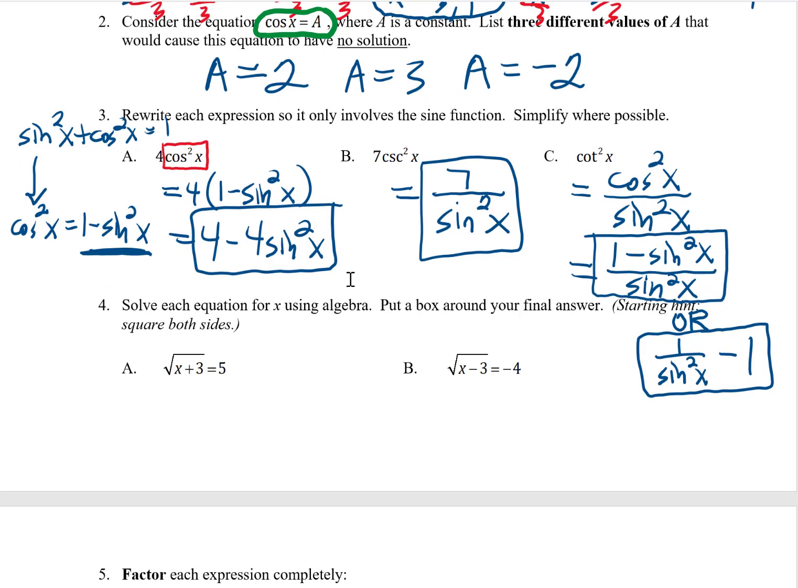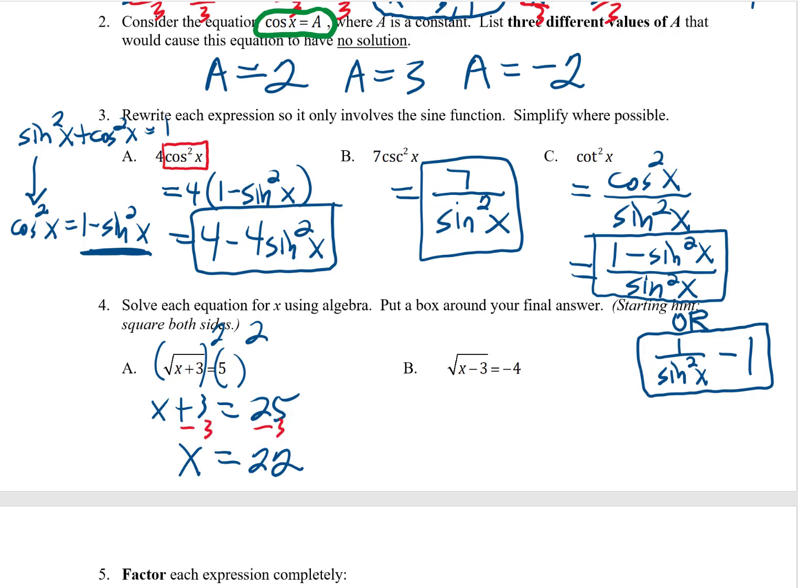Problem number 4, back to algebra. We want to solve each of these radical equations. The way to solve an equation with a square root is to isolate the square root. That's already been done here. And then square both sides. Squaring is the opposite of square rooting. So when I square a square root, all I'm left with is what was inside there. The other side, of course, would be 25. And when I subtract 3 from both sides, I'm going to get a final answer here of 22.